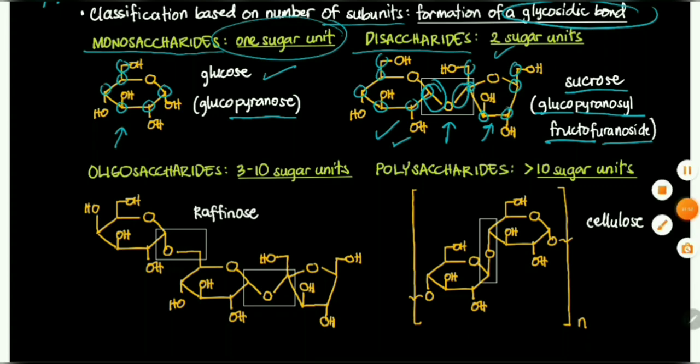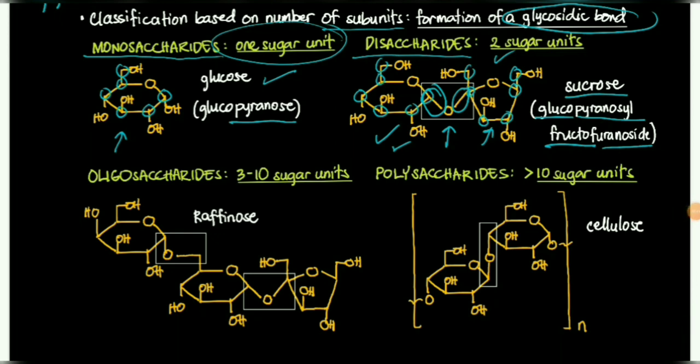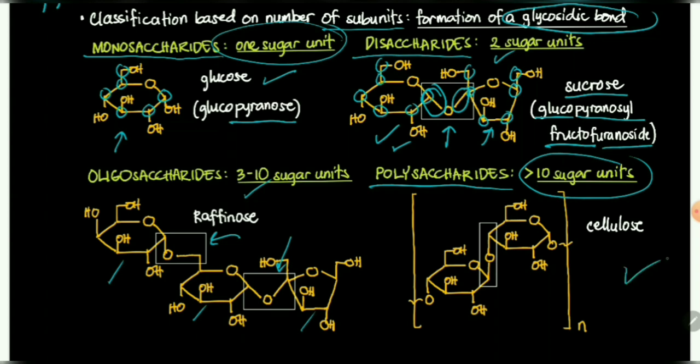Okay? So, then we have the oligosaccharide. So, kapag oligosaccharide, we have 3 to 10 sugar units. So, for example, we have here the raffinose. Meron tayong tatlong individual sugar units connected by 2 glycosidic bonds. Okay? So, kapag polysaccharides naman, we have more than 10 sugar units. So, for example, we have cellulose. So, yung cellulose, it has thousands of units. Okay? Actually, it is a polymer. Tinatawag nating polymer ng glucose. Tapos, meron din siyang mga glycosidic linkages doon.